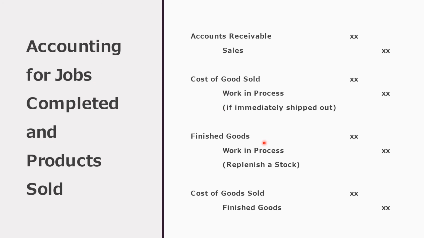But if it would still be replenished in stock or put in your warehouse, you debit finished goods and you credit work in process first. And after that, if the finished goods has officially been sold off, then that's the time you reclassify it to cost of goods sold.